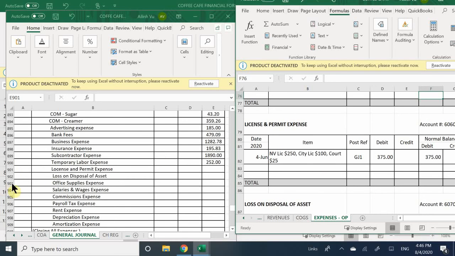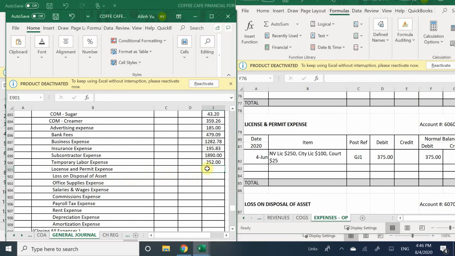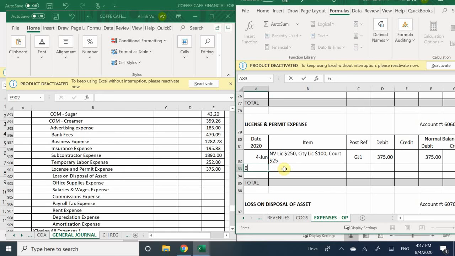All right, next I'm going to have is license and permit expense, okay, for $375. And here we're going to go ahead and credit it for $375. And that should equal 0. Okay, so 375, 375.